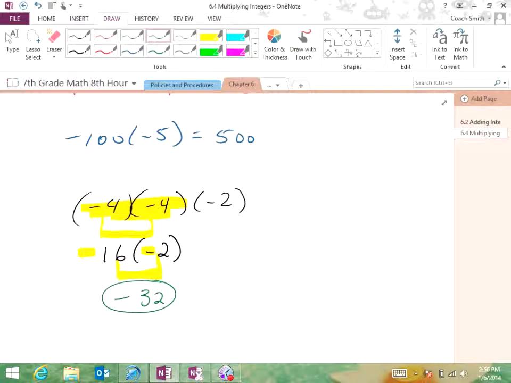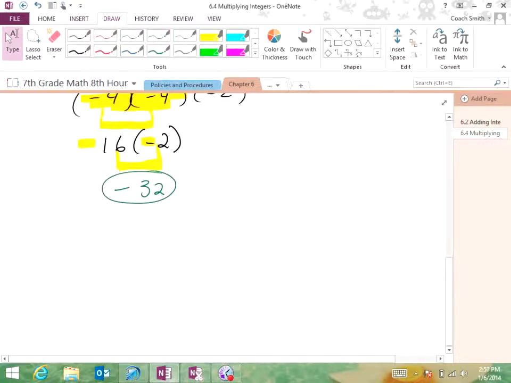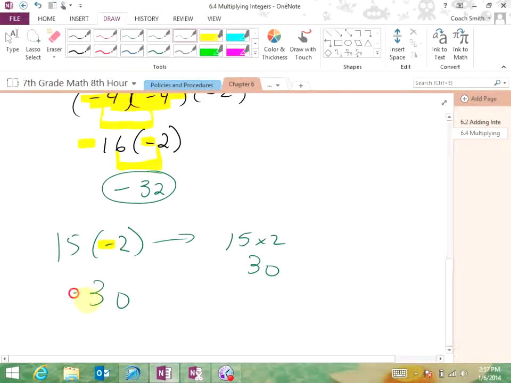Let's look at another example. So if I have 15 times negative 2, we just take 15. So all we're doing is 15 times 2. What is 15 times 2? It's 30. So 30, and I have one negative sign. So my answer is negative 30.